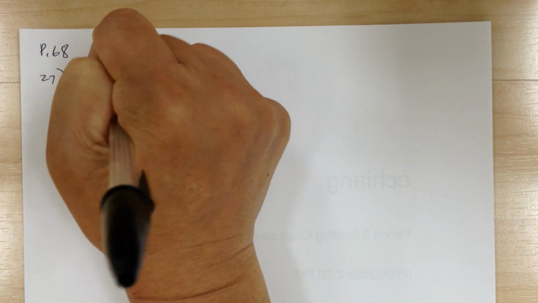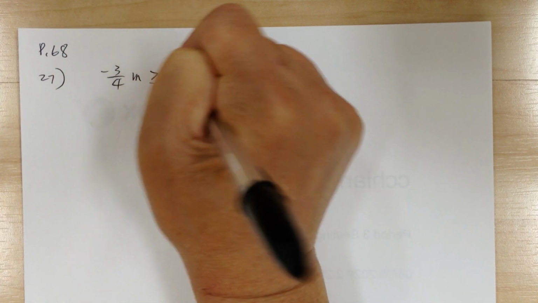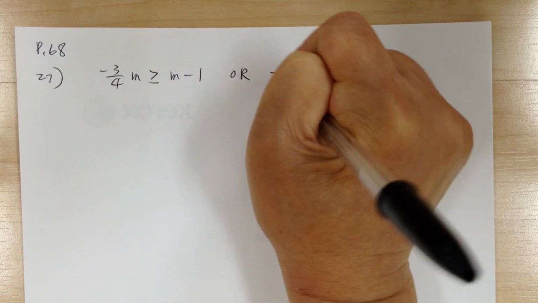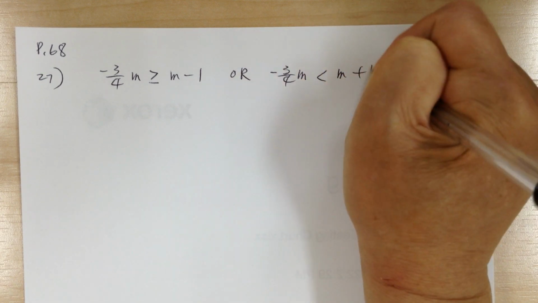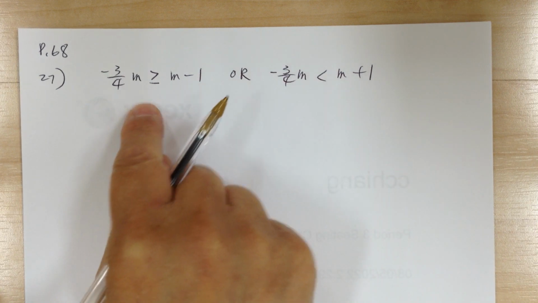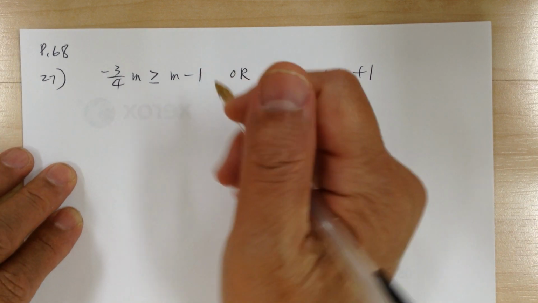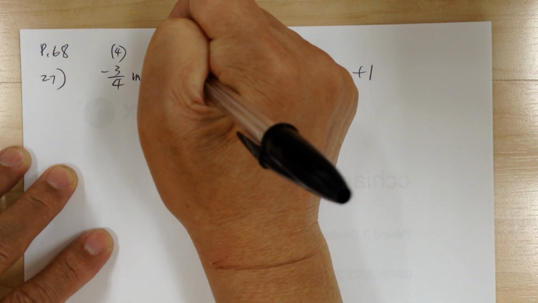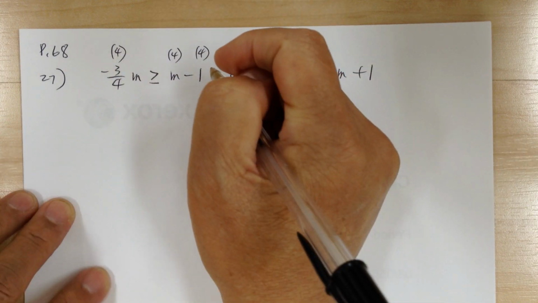You've got negative 3 over 4 m is greater than or equal to m minus 1, or negative 3 over 4 m is less than m plus 1. So let's do one at a time. Let's do this one first. That's a fraction, so let's multiply by the common denominator to get rid of the fraction. So multiply by 4, and make sure you multiply by 4 on every term.